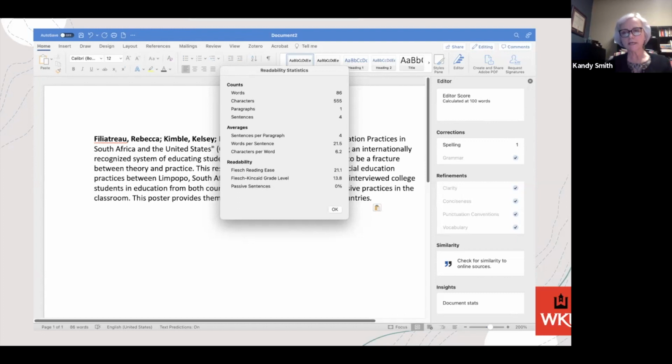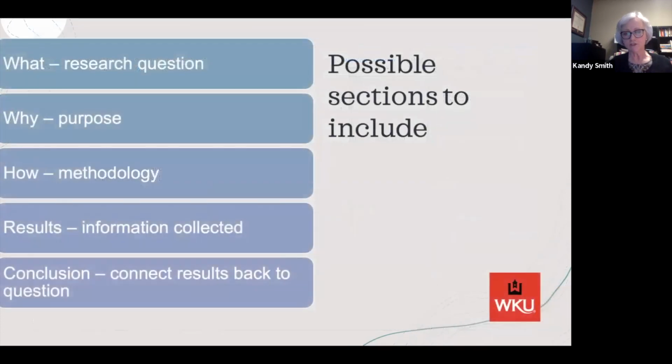I would encourage you to use Editor. Grammarly is fine. Even I'm tired of the advertisements every time I go to watch a video online. But if you have access to Grammarly, I think it's free for a while maybe, that's also a good program to guide you as you write this abstract and other writing itself. So again, the possible sections to include, here they are. I hope you'll take a screenshot of that or come back and look at this again when it's posted so that you can review it.